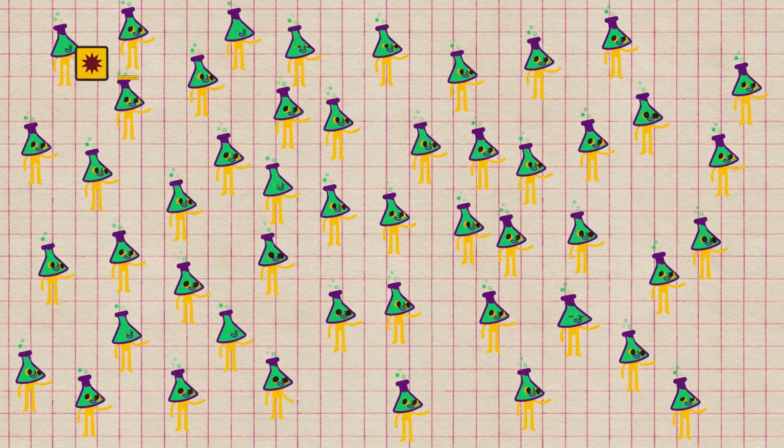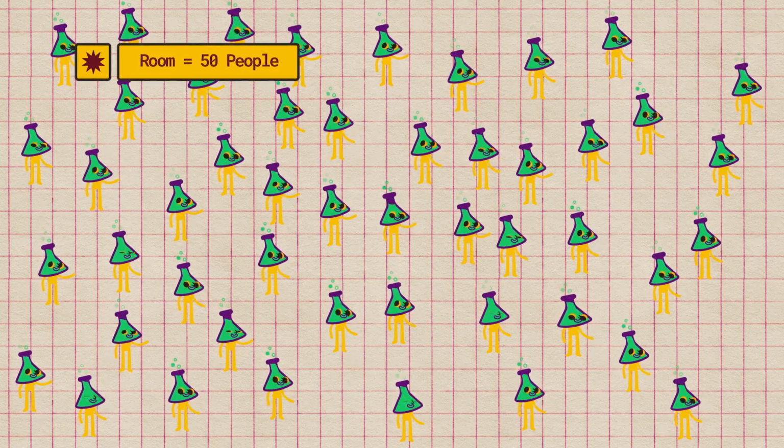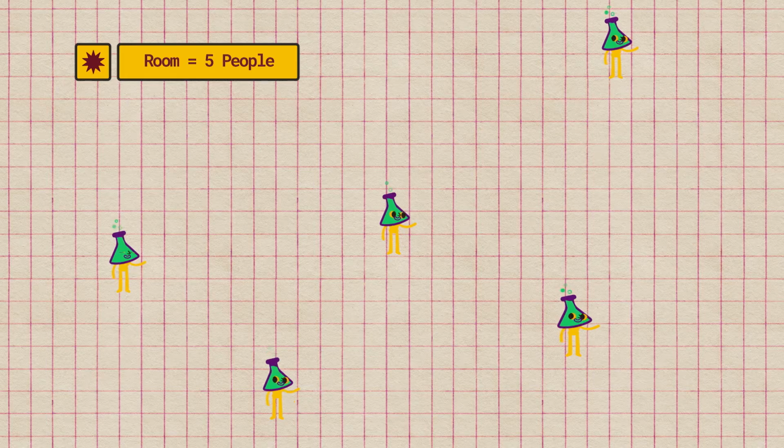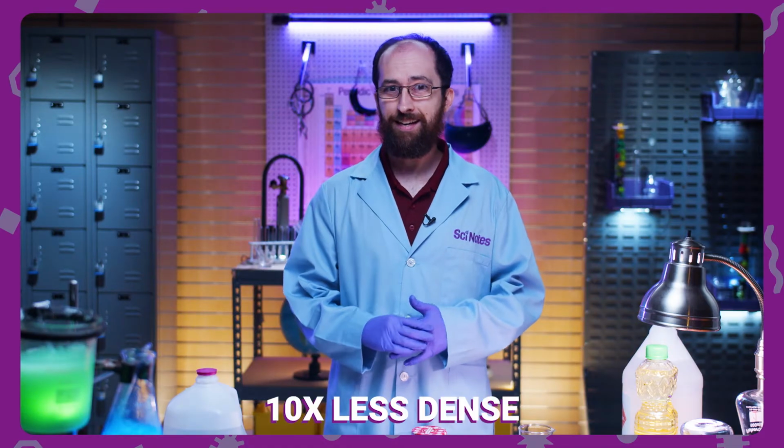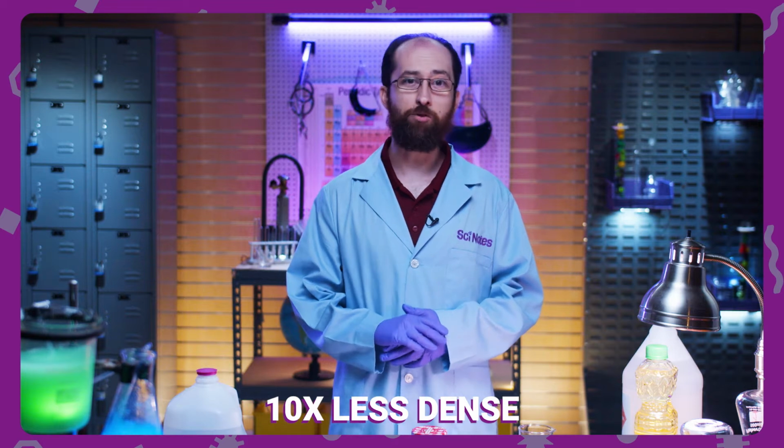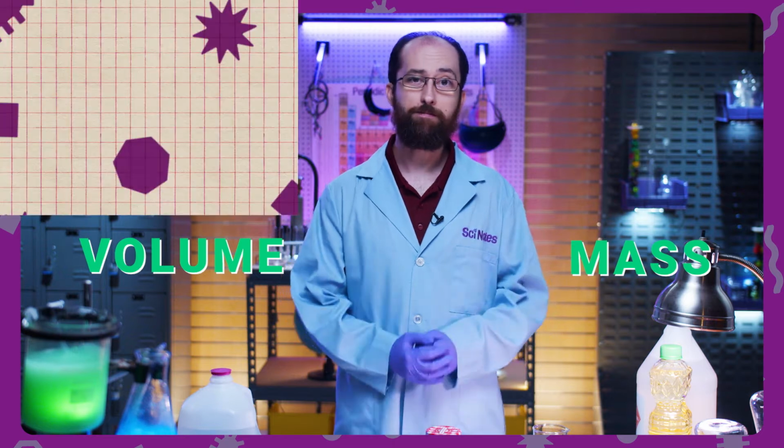Take a large room and put 50 people into it. Looks pretty crowded, right? Now take the same size room and put just 5 people in it. The room with only 5 people in it is 10 times less dense than the same room with 50 people in it. The room's volume didn't change, but its mass did. So as you can see, density gives us a way to understand the relationship between mass and volume.